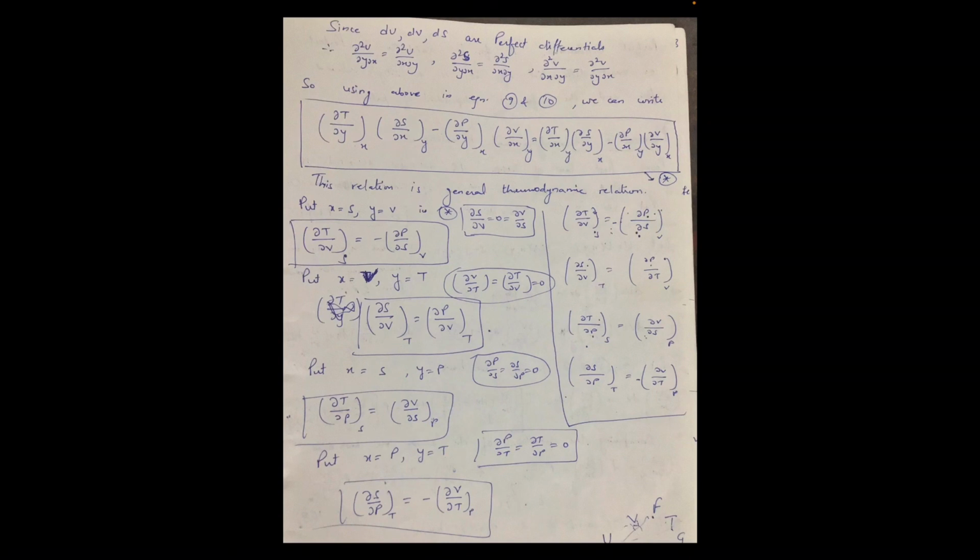∂t/∂y with respect to x, ∂s/∂x with respect to y, minus ∂p/∂y with respect to x and ∂v/∂x with respect to y will be equal to ∂t/∂x with respect to y, ∂s/∂y with respect to x, minus ∂p/∂x with respect to y into ∂v/∂y with respect to x. This relation is a general thermodynamic relation, and let us call this equation star.